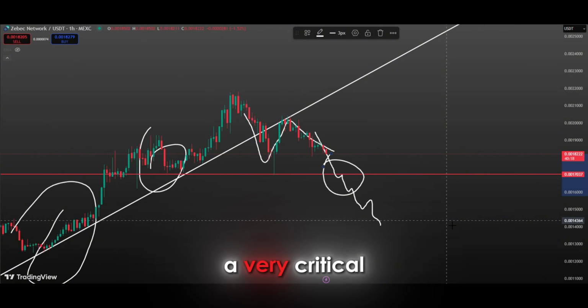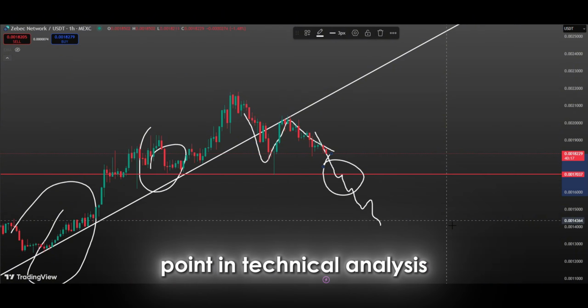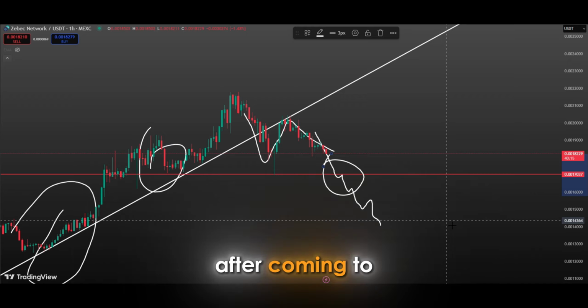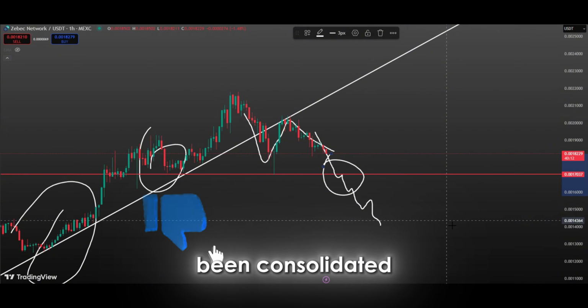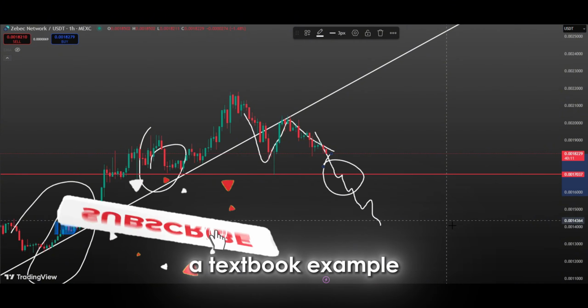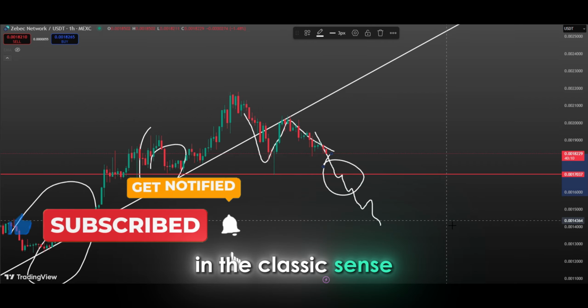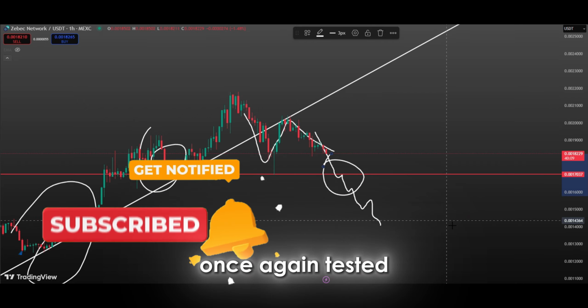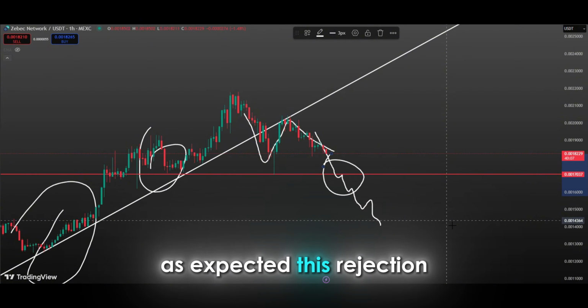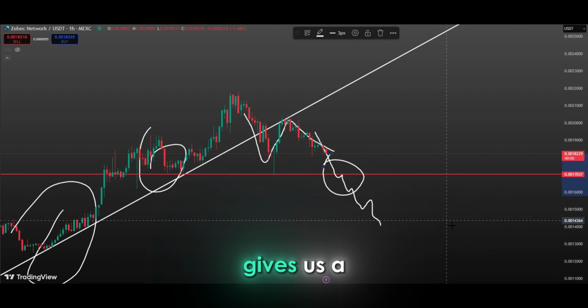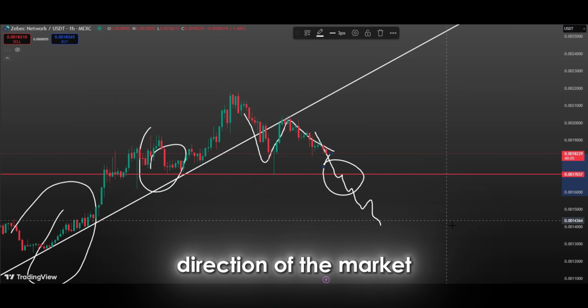This is considered a very critical point in technical analysis, because if the price turned back down after coming to this line, this confirms that the trend is now permanently broken and the dominance of sellers has been consolidated. This retest is a textbook example of a technical move in the classic sense. The price has once again tested the broken ascending trend line and was rejected from there, as expected. This rejection gives us a clear clue about the general direction of the market.